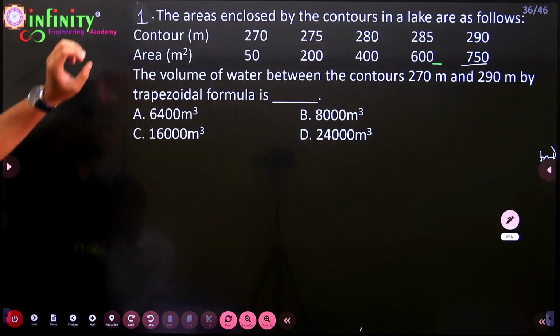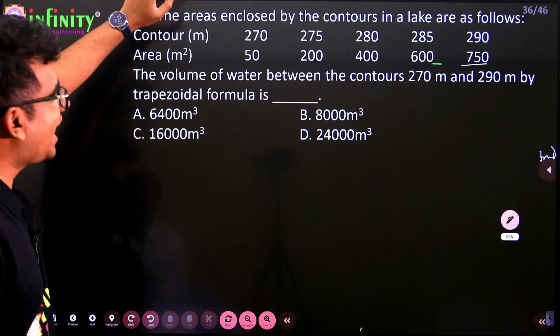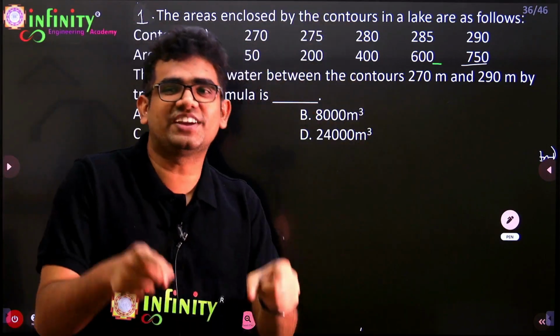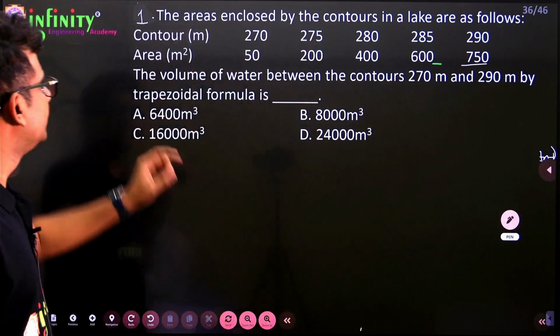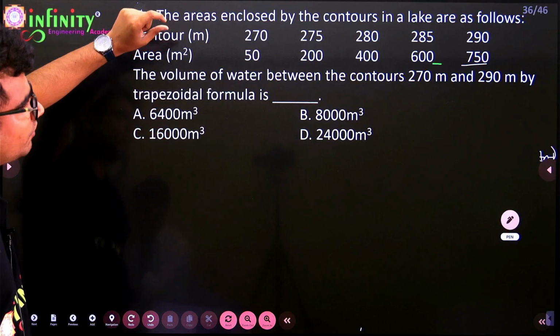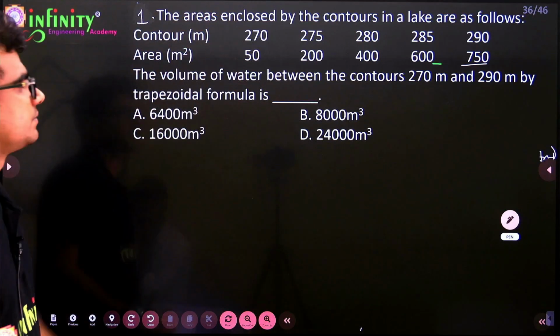So first question is, the areas enclosed by the contours in a lake are as follows. So this is a lake they are saying. So obviously if it is a lake, we can draw the contours for that. Then the volume of water between the contours of 270 meters and 290 meters by trapezoidal formula is.